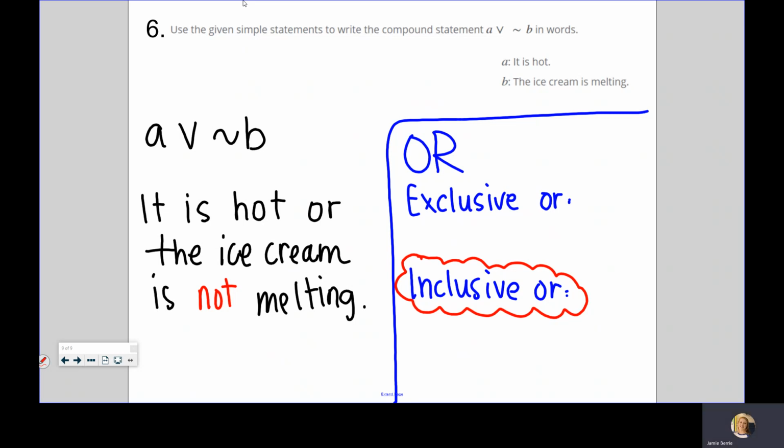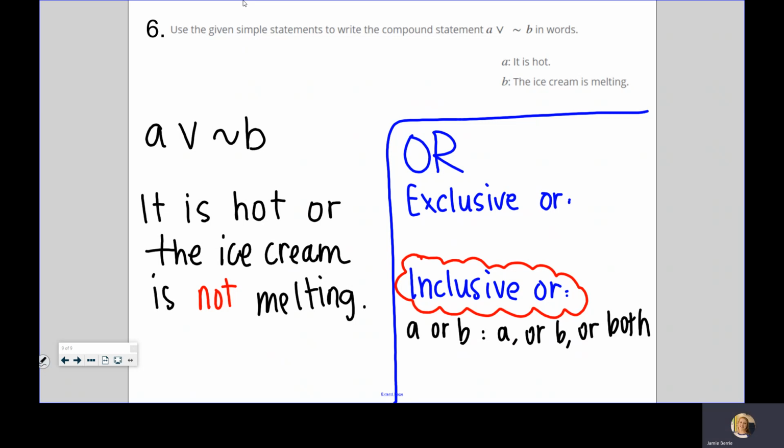So let me tell you the difference between the two. We learned back when we were talking about sets that if you had something like A or B, that means A or B, or both. So when we were talking about sets, we meant this element is in the set A, or it's in the set B, or it's in both. So that's the inclusive or.